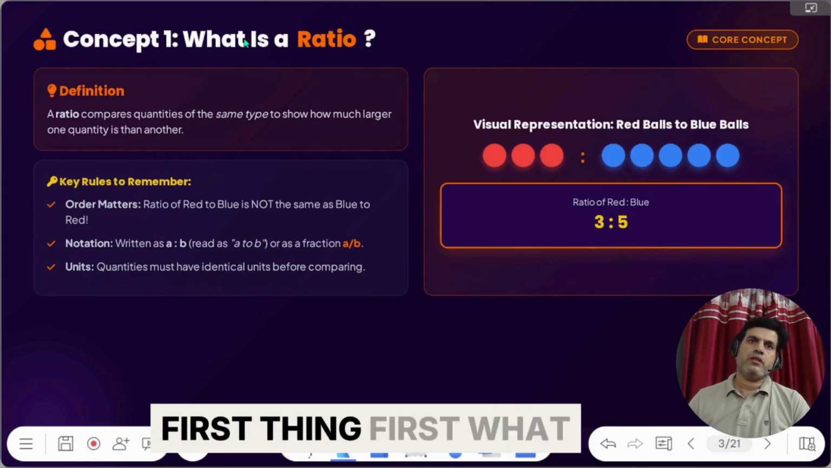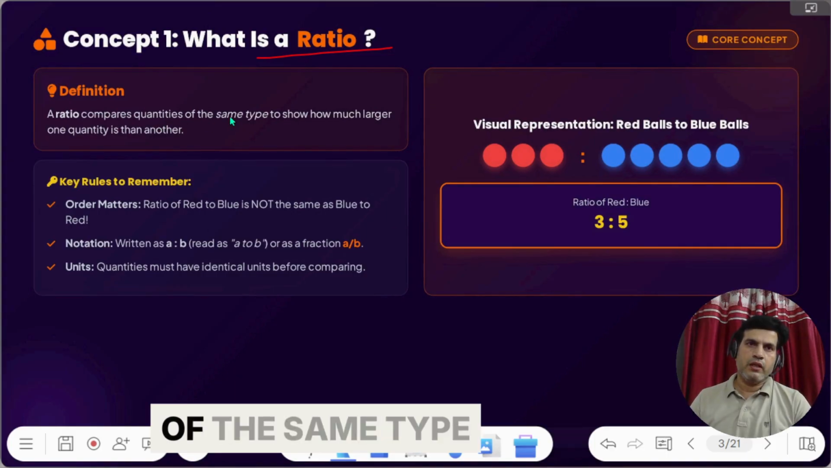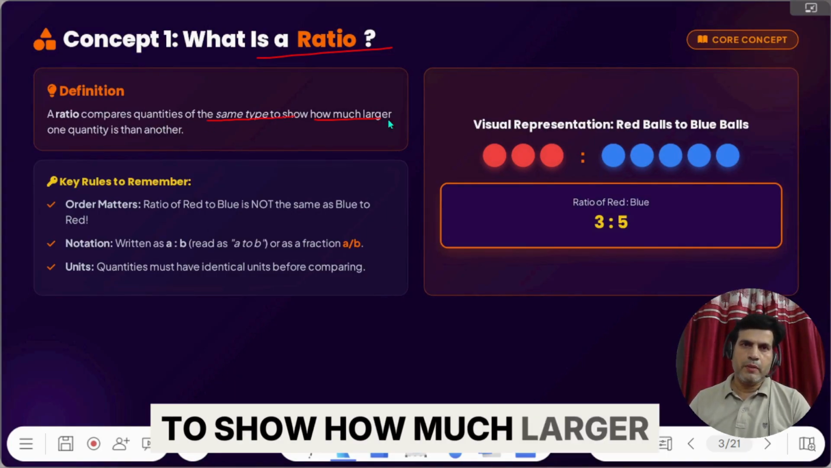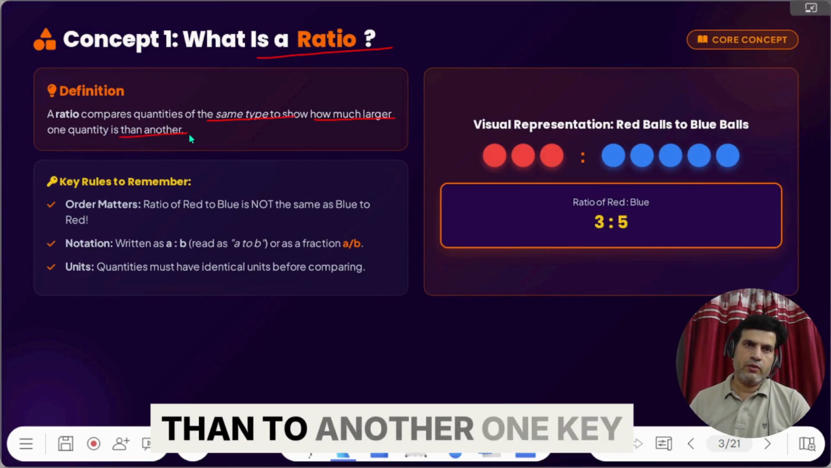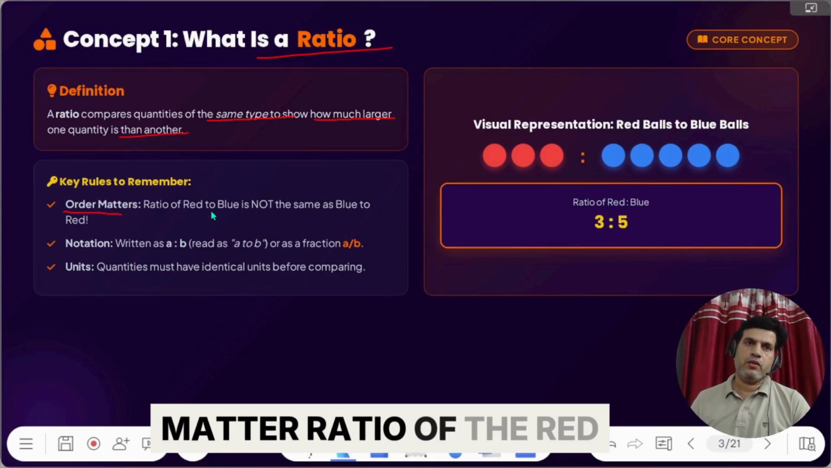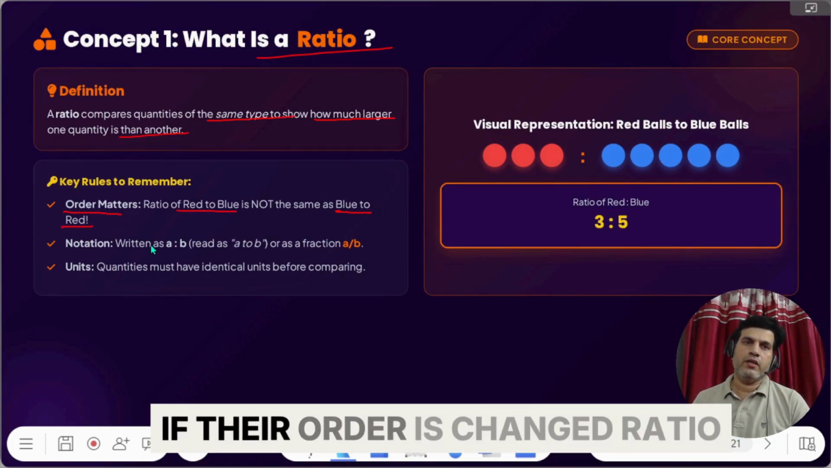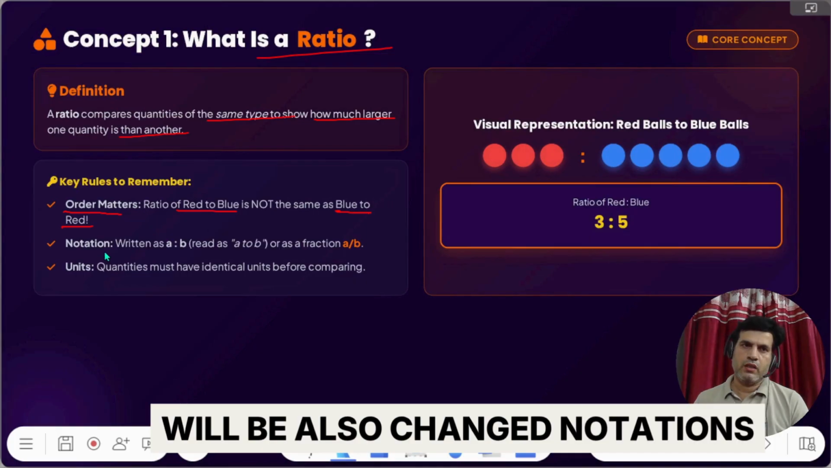Okay, so first things first, what is a ratio? A ratio compares quantities of the same type to show how much larger one quantity is than another one. Key rule to remember: order matters. Ratio of red to blue is not the same as blue to red. If the order is changed, the ratio will also change.